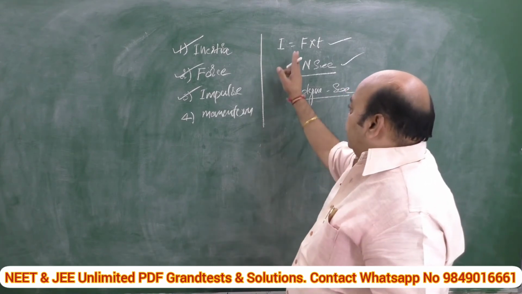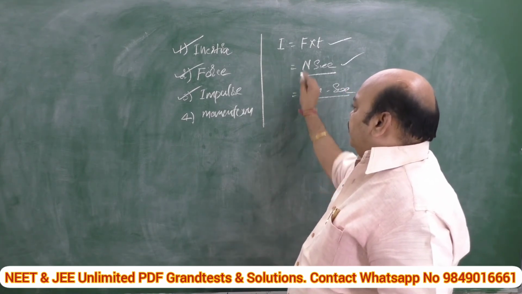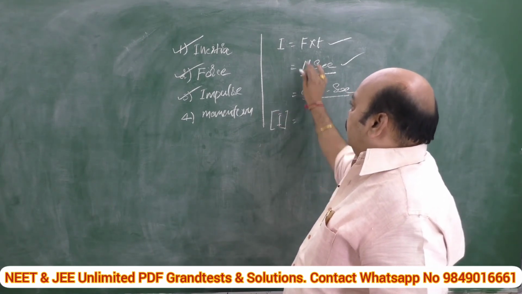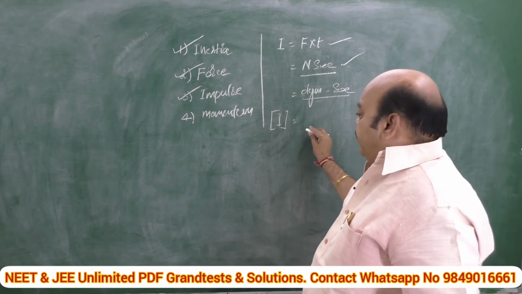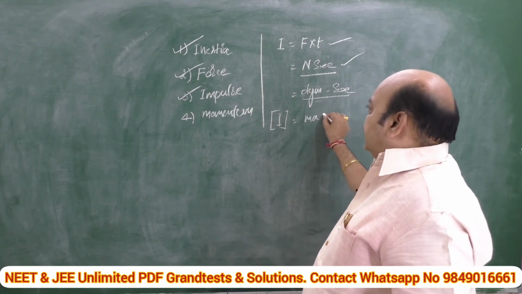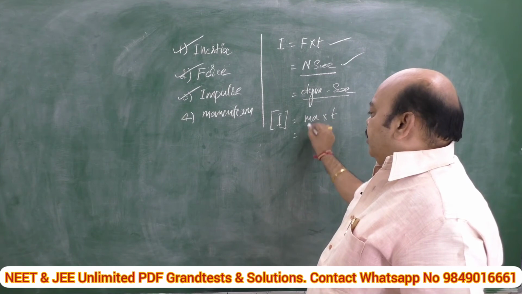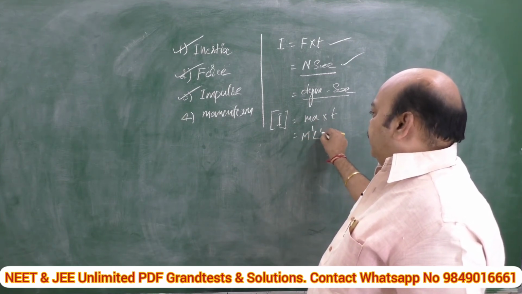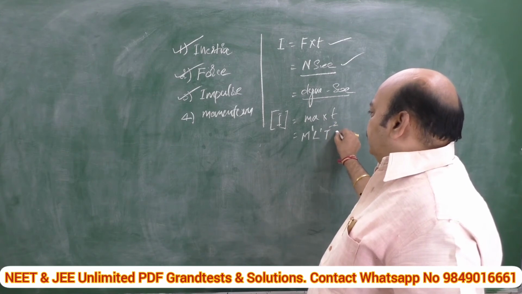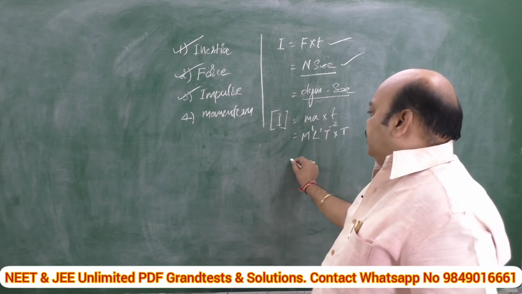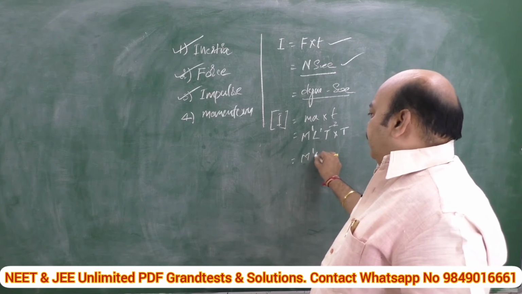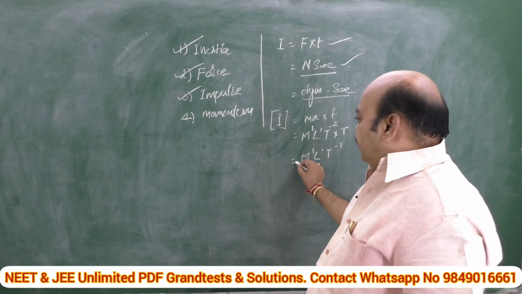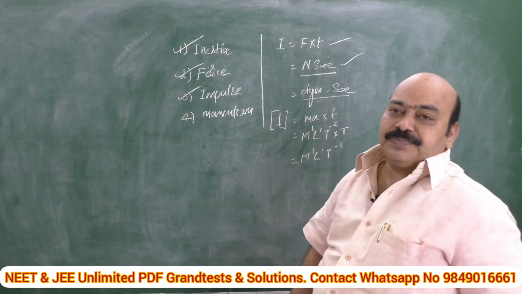Before going to that, we will finalize what is the dimensional formula of this one. Dimensional formula of impulse is equal to force, which is mass into acceleration, into time. Once again, mass M power 1, acceleration L power 1 T power minus 2, into once again time, this is T. It is nothing but M1 L1 T power minus 1. This is the dimensional formula of impulse.